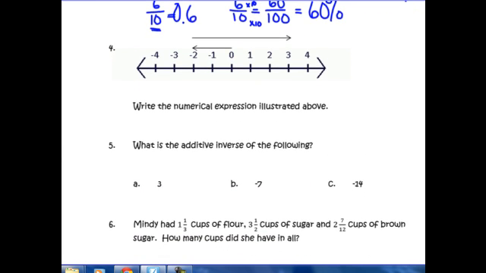A number line that we see here, and usually the numbers are below the number line, but in this model, this is just the way it copied. The numbers are above the number line. I know that looks a little weird. So write the numerical expression illustrated above.